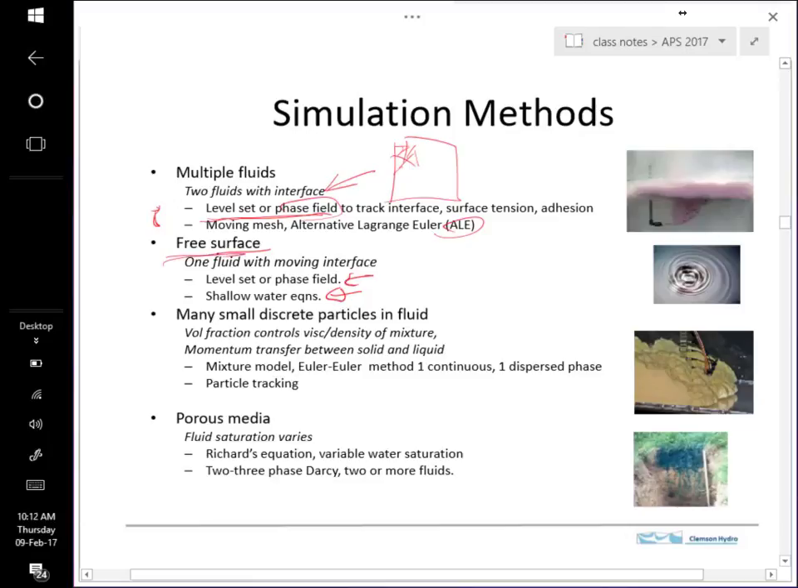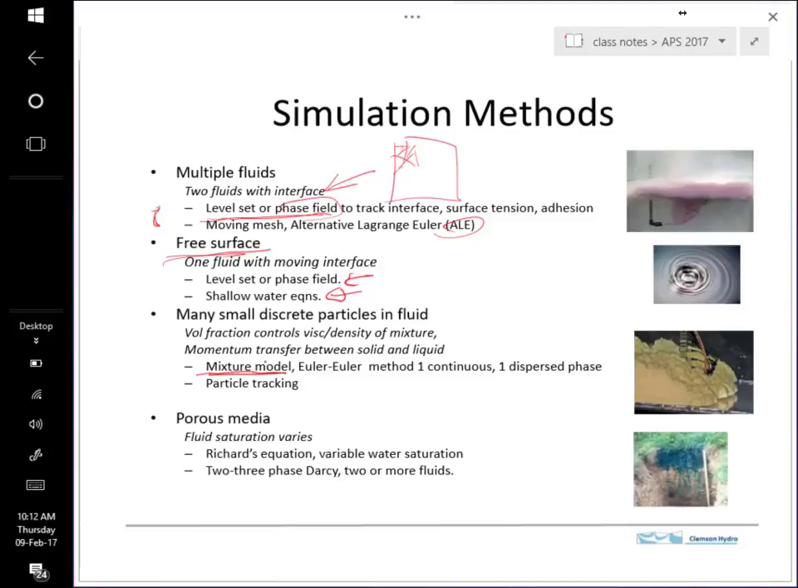So for many small discrete particles, there are a couple of different methods, a variety of them actually, that analyze the mixture of these particles and fluid, either like gas bubbles in a liquid, liquid bubbles in a gas, like a spray, solid particles in a liquid, like a slurry.